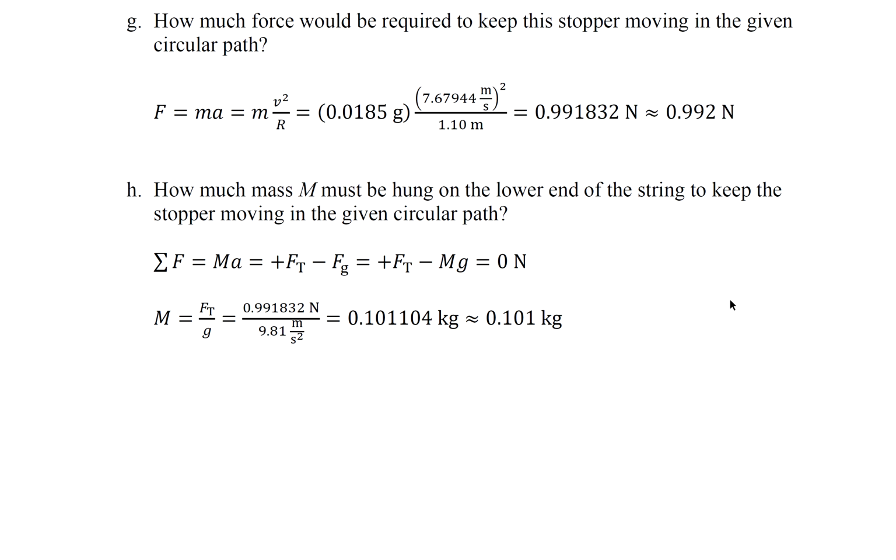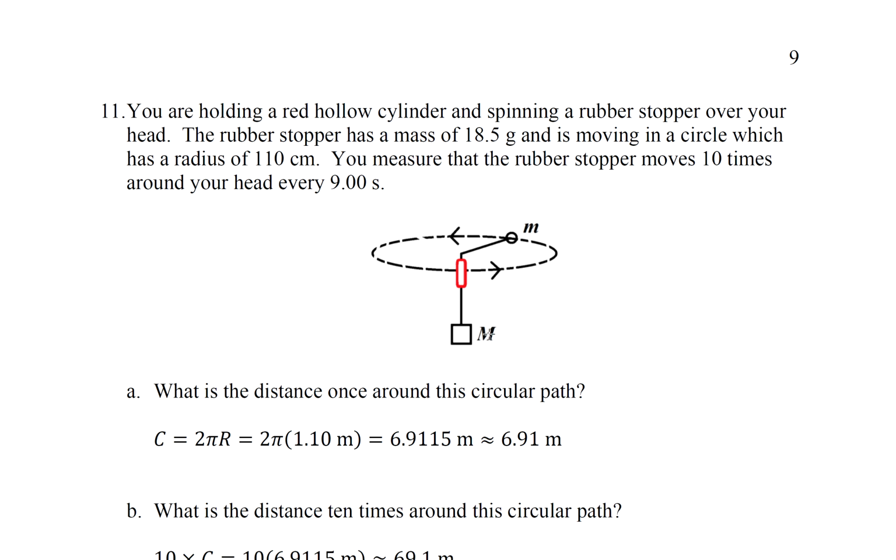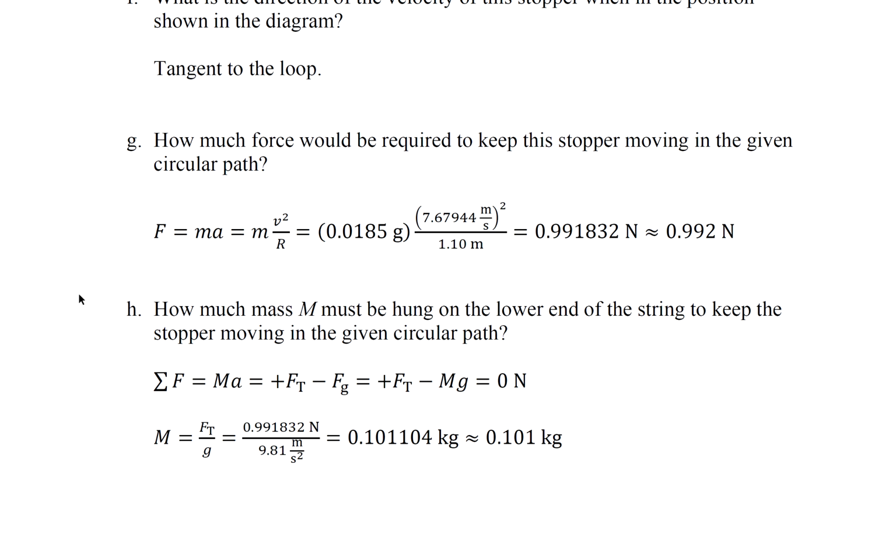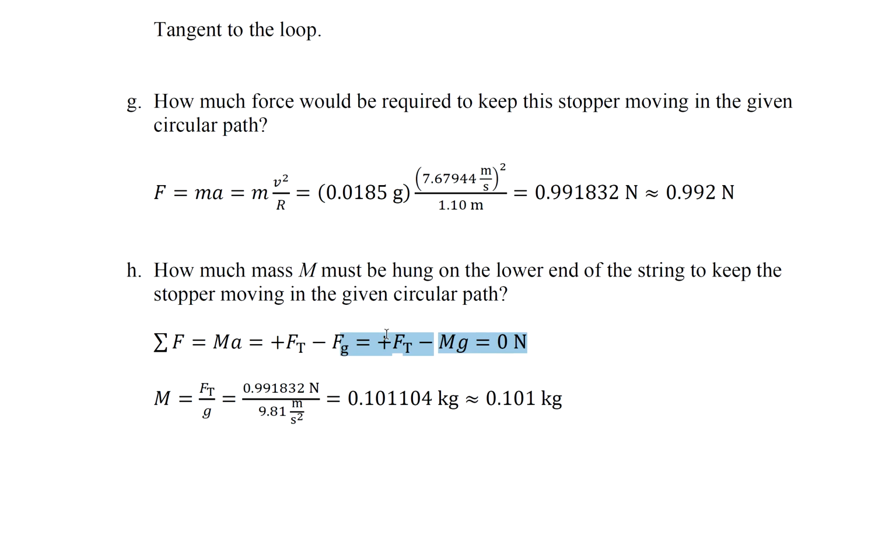Part H, how much mass must be hung on the lower end of the string to keep the stopper moving in the given circular path? So that's this force of tension minus force of gravity when we're looking at this object on the bottom. So circle the object on the bottom, label the forces, plus force of tension up minus force of gravity down. And it's not moving, so sigma F is equal to 0. So solve for big M, and we get an answer.